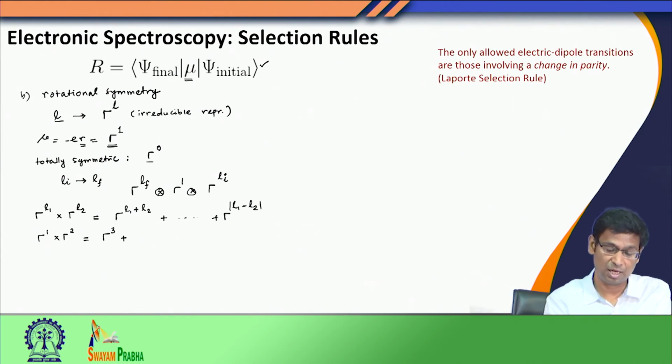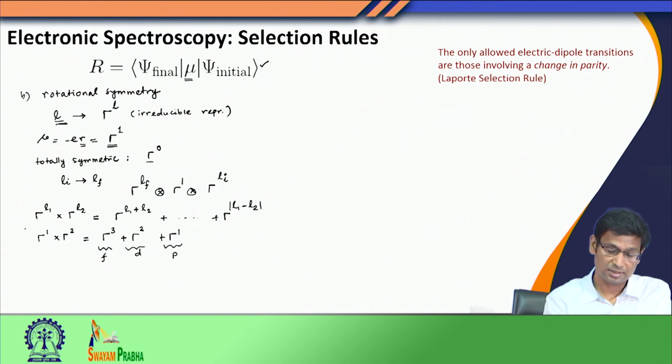The last value will be L1 minus L2. So, therefore, 2 minus 1, that will be gamma 1. In the step of 1, I have only gamma 2. So, gamma 3, gamma 2, gamma 1. Under this symmetry, since an orbital with orbital angular momentum L belongs to gamma L symmetry, you can see this is a p orbital, this is a d orbital, this is an f orbital. All right.